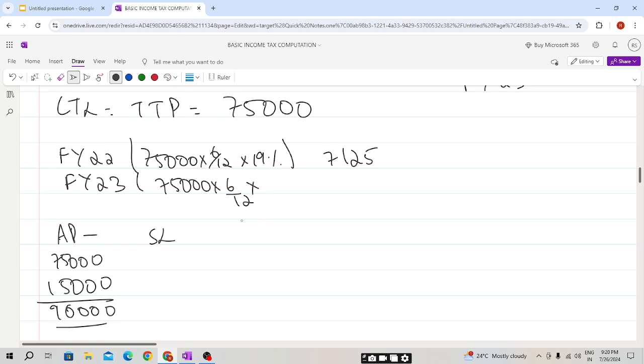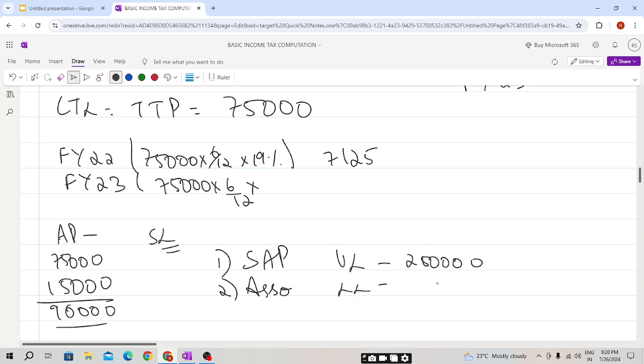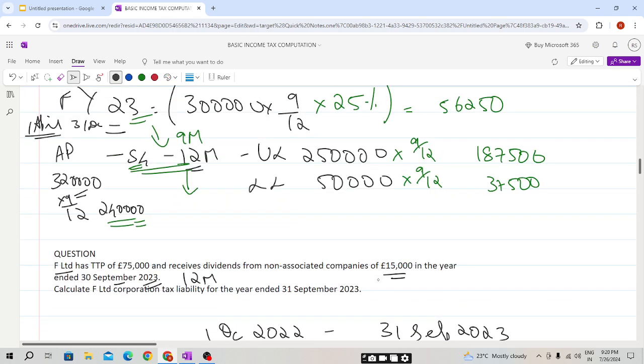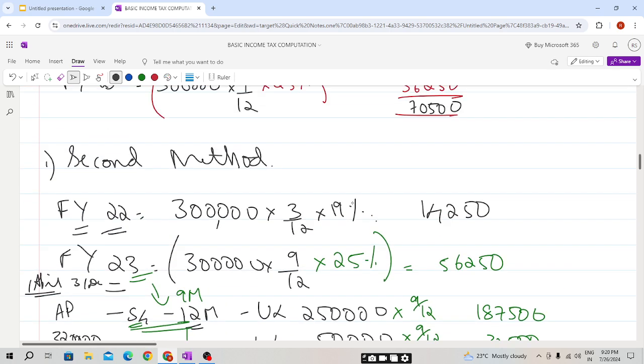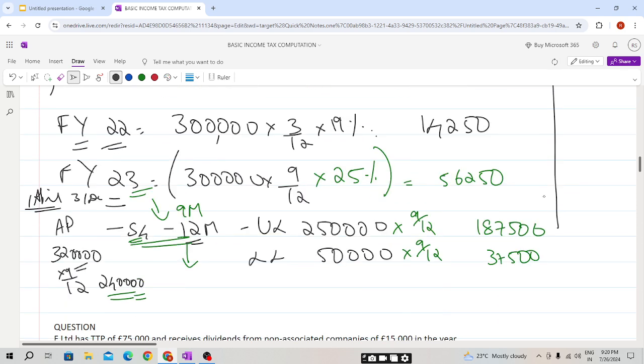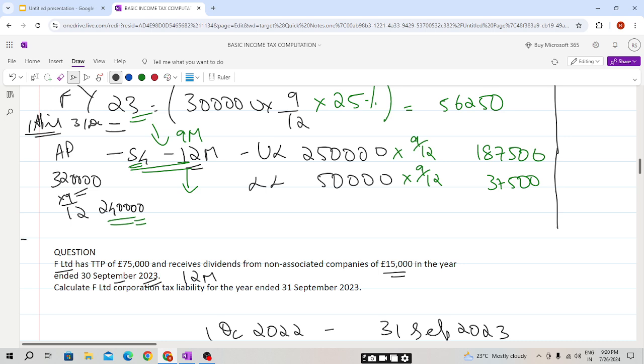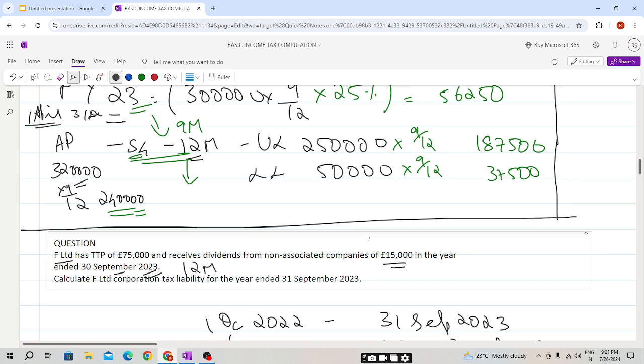Now students, the augmented profit needs to be compared with the statutory limit. The statutory limit will be apportioned in two cases, associated companies and short accounting period, but none of these apply. So the upper limit and lower limit will be 250,000 pounds and 50,000 pounds. Students, please do not confuse this with the second method. This is for your understanding. We'll see if it will be helpful or not further. But we are following the first method.